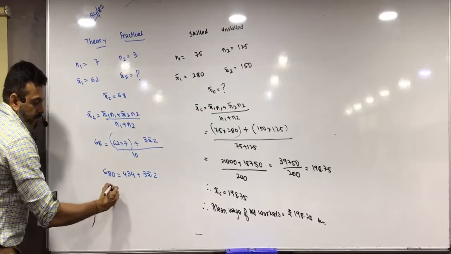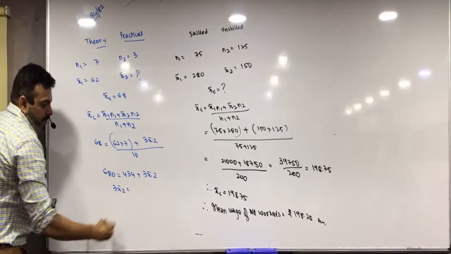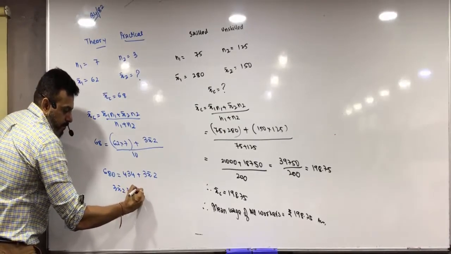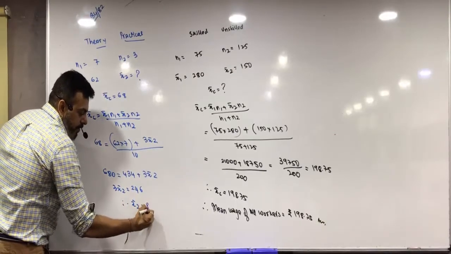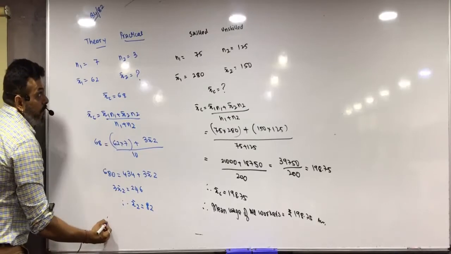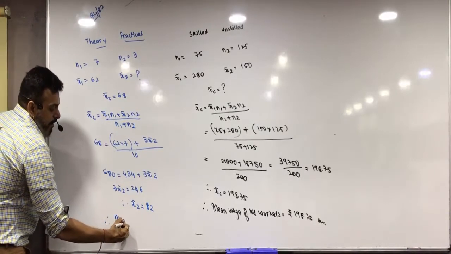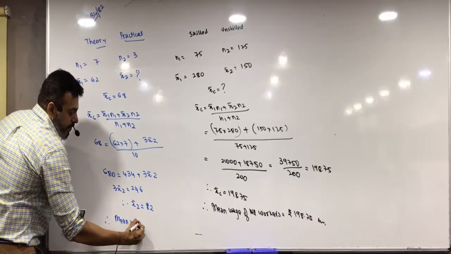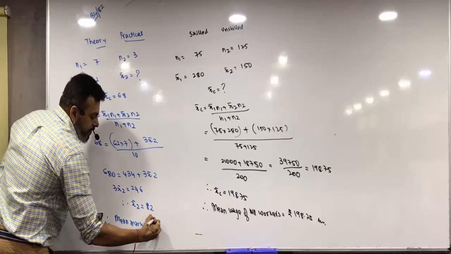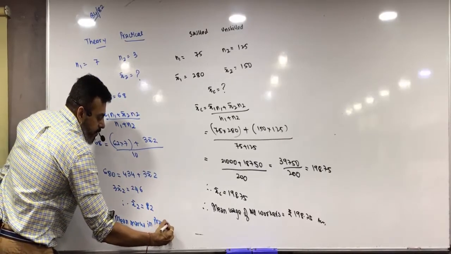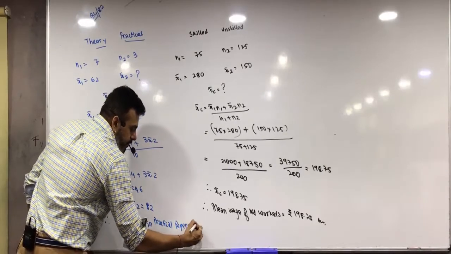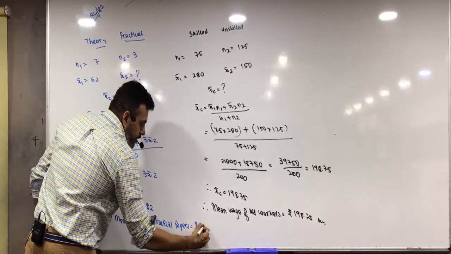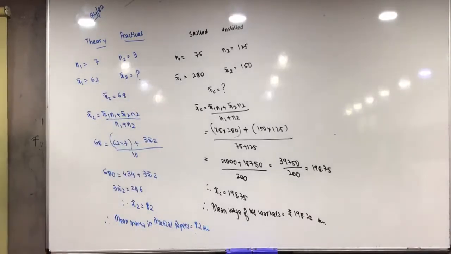Ye ho jayega minus, so 3 X bar 2 is equal to 246. Therefore, X bar 2 is equal to 82. Therefore, mean marks in practical papers is equal to 82.